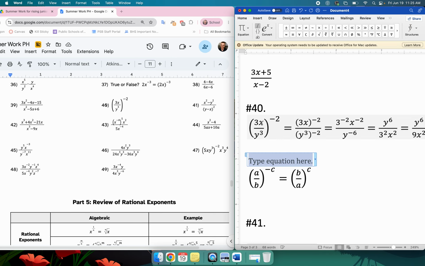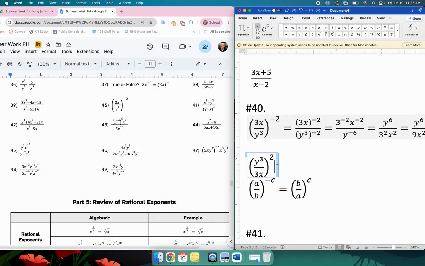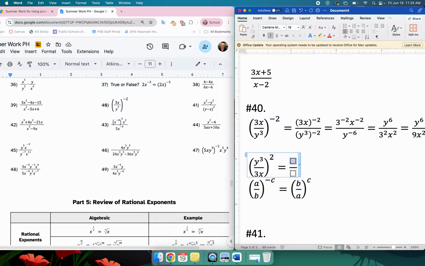So this guy here, I'm going to apply that rule. So 3x over y cubed to the negative 2, I'm just going to flip this thing upside down and make it positive. Now I no longer have to think about negative exponents in this problem at all. So now I'll just distribute. I'm squaring both the numerator and the denominator because exponents distribute to the top and the bottom of fractions. That's y to the 6th over 9x squared. Much faster. I prefer that method.